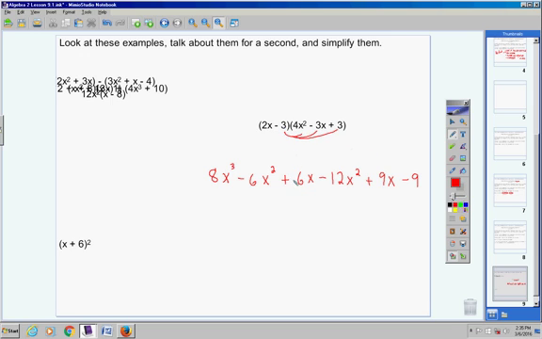Now, let's combine like terms. Find your highest. That was right in standard form. Find your highest exponent. 3. There's only one of those. Next highest exponent, squared. There's 2 of those. Negative 6 and negative 12. You owe me 6. You owe me 12. Now you owe me $18. So it's a negative 18x squared.